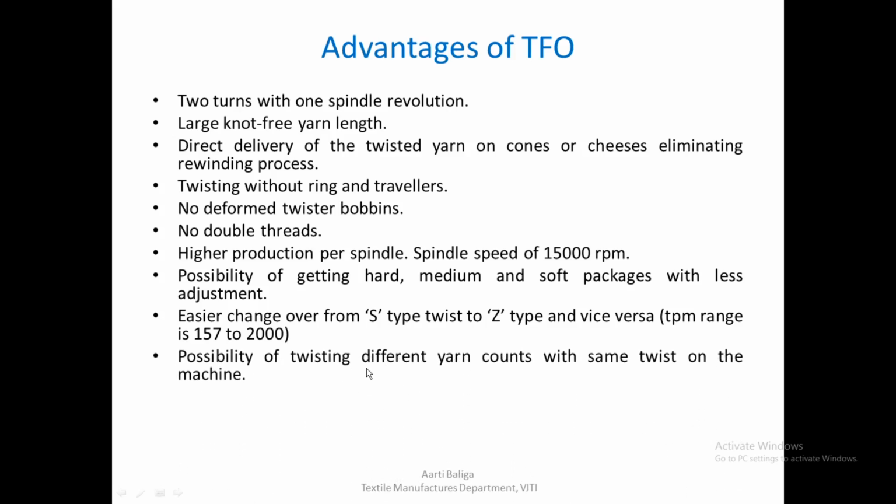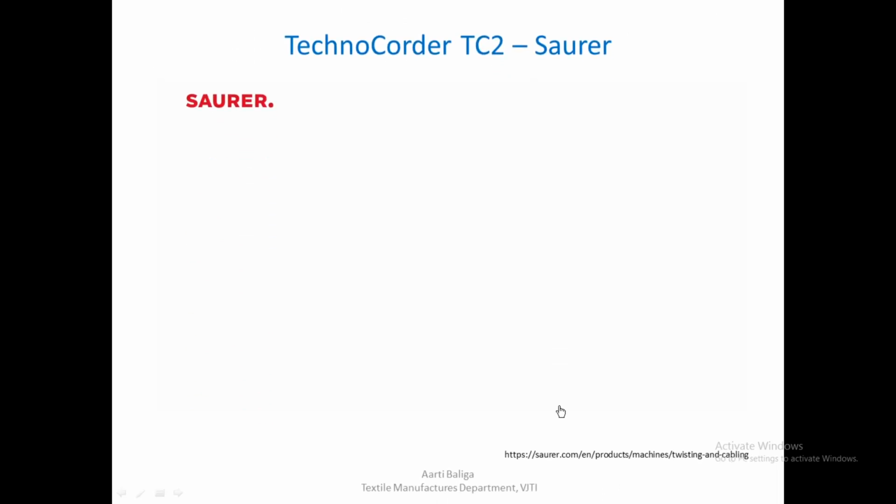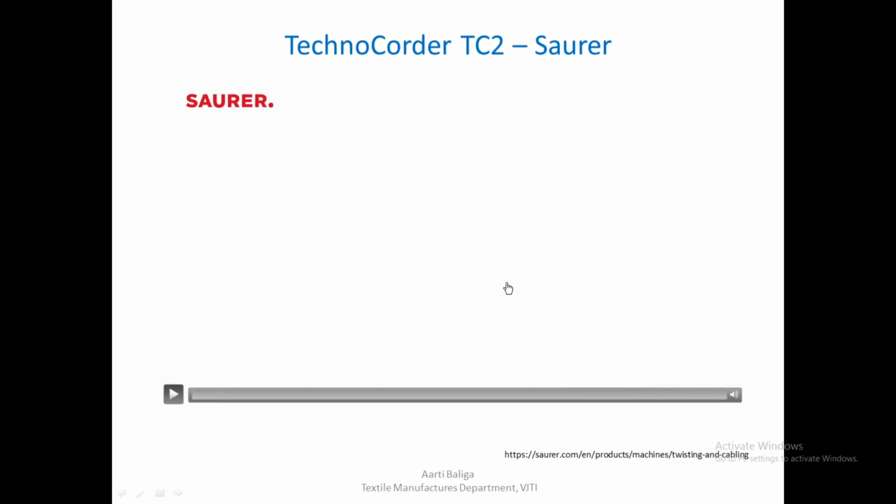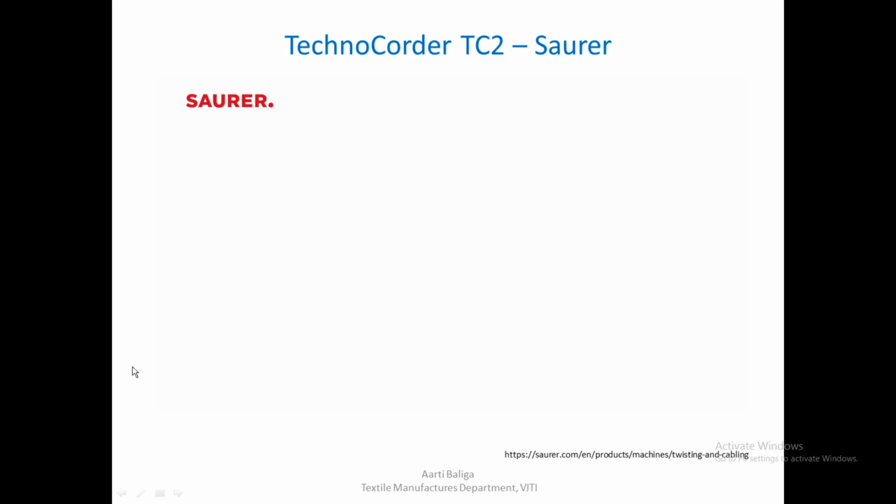Possibility of twisting different yarn counts with the same twist on the machine, and also increased loom shed efficiency, because a good package will lead to increased efficiency in the downstream processes. Also, it is a low maintenance machine. And so with this, let us see a modern Technocorder TC2 by Saurer.